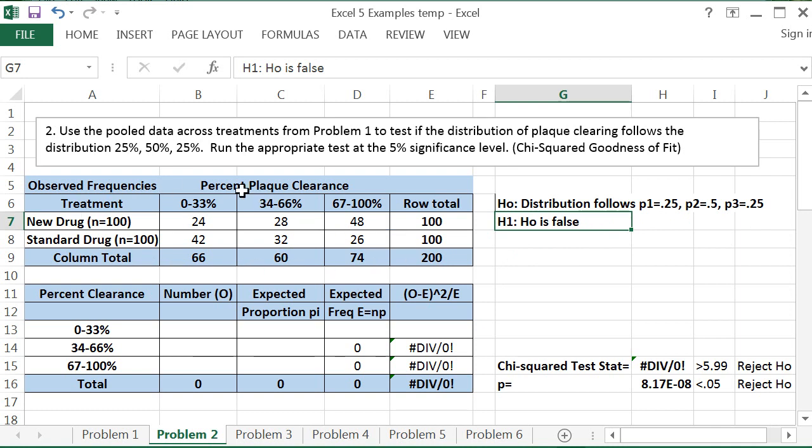So here is the data from problem 1 that's carried over. And then we need to compute our chi-squared test statistic here. So I want to show you how to do that. So we've got our percent clearance given here in the first column. And then we want to carry down our pooled observed numbers. So total observed in the 0 to 33% clearance were 66, so that's going to go here. Total observed in 34 to 66% clearance were 60, and that goes here. And then total observed in the 67 to 100% clearance were 74, and that goes in that bottom row.